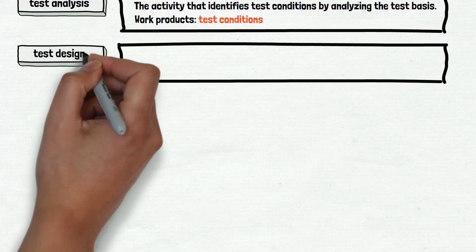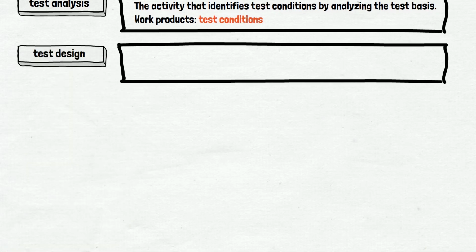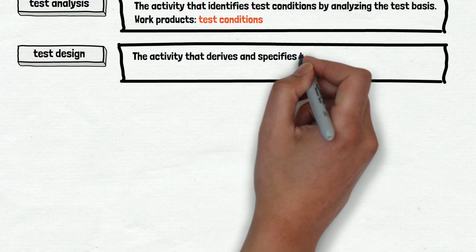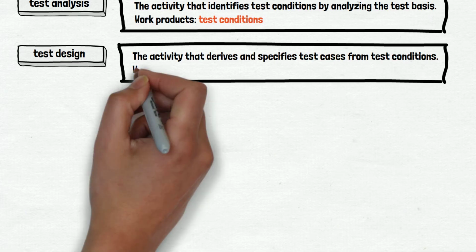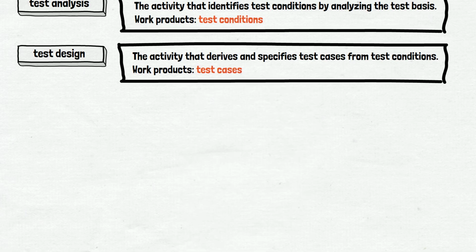And it is test design activity. The definition sounds like this: the activity that derives and specifies test cases from test conditions. And this one is the most interesting and the most complicated activity, because the work products of this activity are test cases. Let's check how it works.